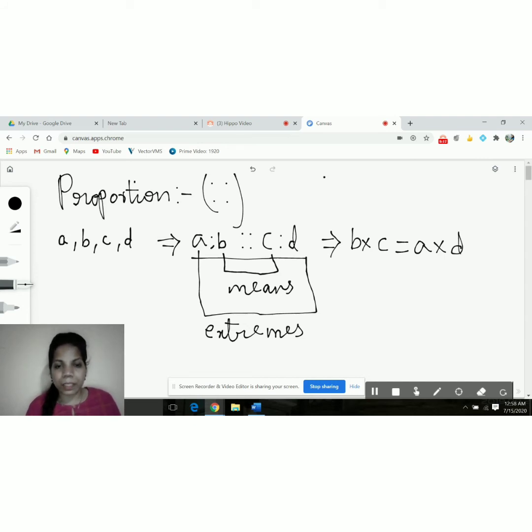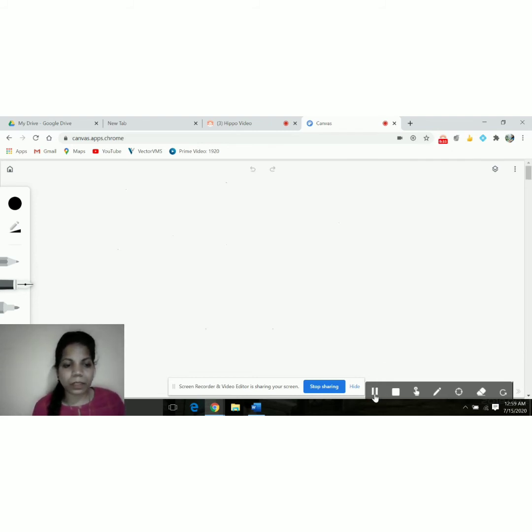Means are the second and third terms in a proportion, and extremes are the first and fourth terms in a proportion. So in a proportion, product of means is equal to product of extremes. Now we will see how to check whether the given two ratios are in proportion or not with an example.